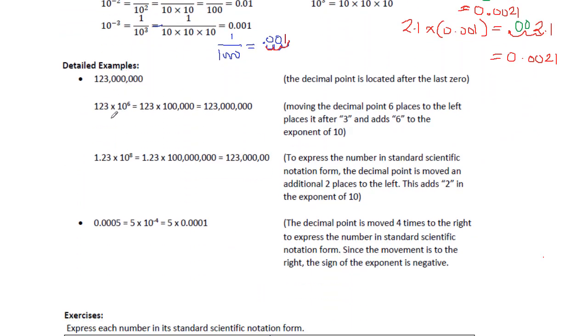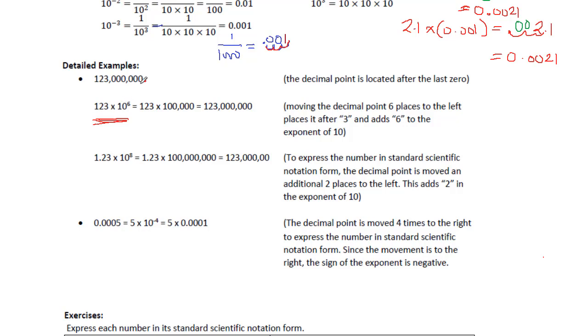So here, let's have a little example. For example, this one, 123 million. How do we write this in scientific notation? There are many ways. For example, he wrote it this way. First, move the decimal place. The decimal place is supposed to be initially here. It's a whole number. If you don't see a decimal, that means the decimal is at the end.